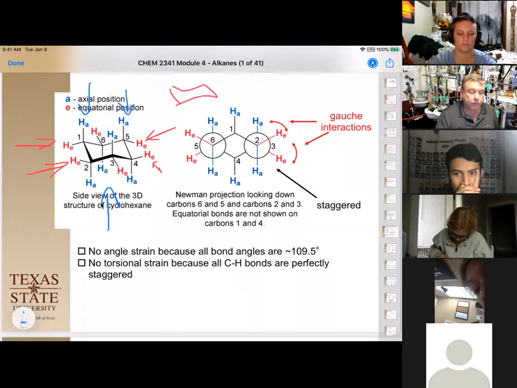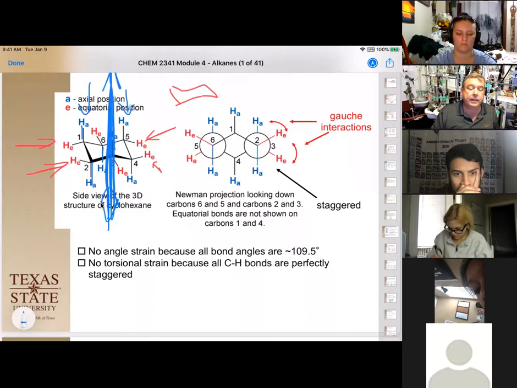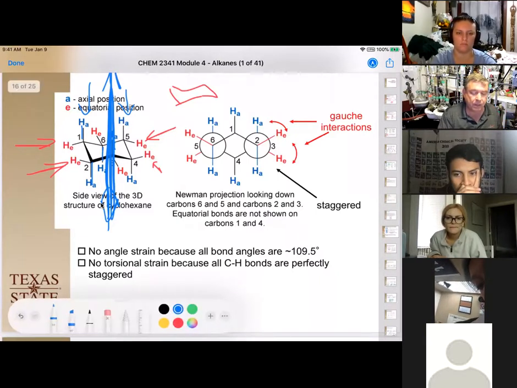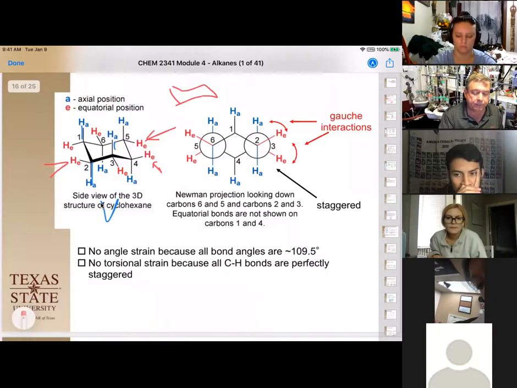And then the ones that are pointing up and down, notice they're all parallel to each other, the blue ones here. We call those axial. So imagine you had the axis of the Earth going through here. Anything parallel with the axis of that cyclohexane Earth are going to be axial positions. And anything that sticks out from that is going to be our equatorial positions. Okay. So now we have names for them.